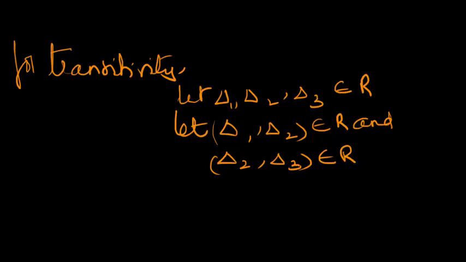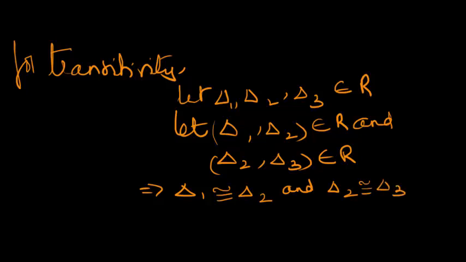So here, I'm putting a condition that triangle 1 is connected to triangle 2 under the relationship R. Triangle 2 is connected to triangle 3 under the relationship R, which simply means that triangle 1 is congruent to triangle 2 and triangle 2 is congruent to triangle 3. Well, we already know that if A is equal to B and B is equal to C, that simply implies that A is equal to C, isn't it?